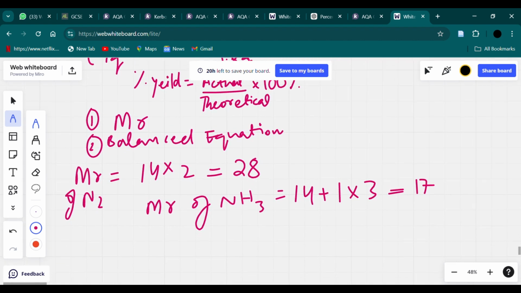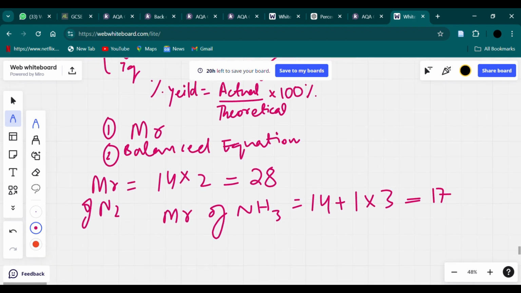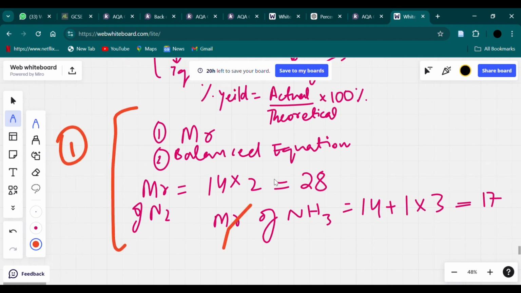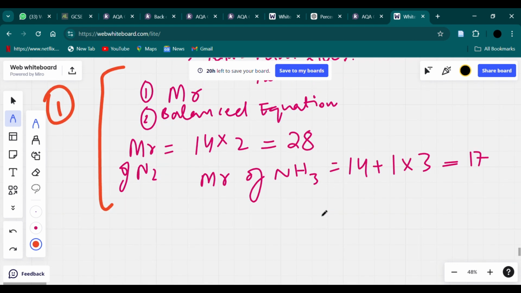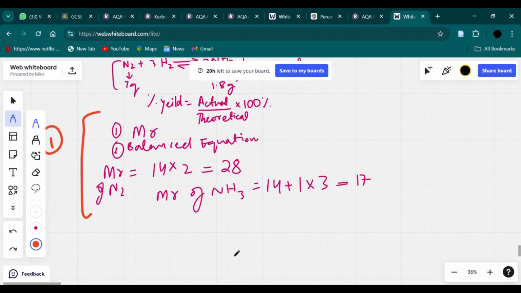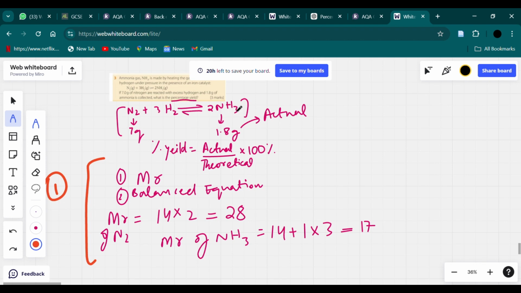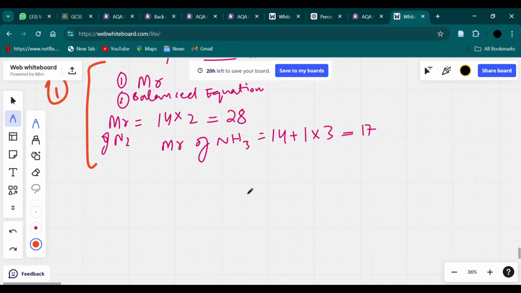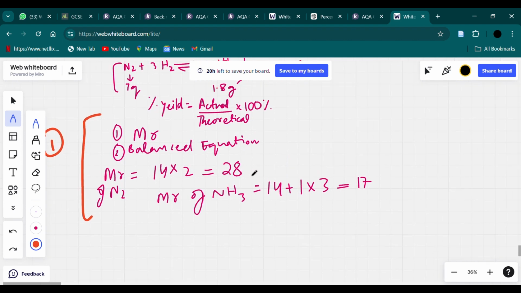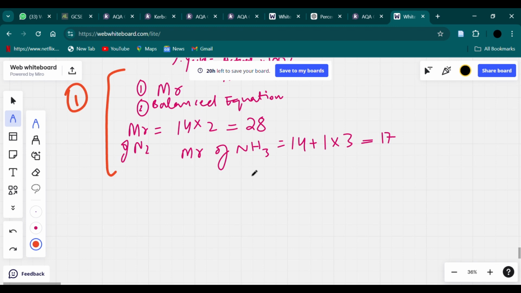Okay, so this is our first step, in which we have to find out the molar masses and the balanced chemical equation. Now we have the formula masses and the mass in gram, so we can easily convert the mass of the nitrogen and ammonia into moles. So our second step is to find out the number of moles of nitrogen and ammonia and to find out the ratios here. Now we'll move toward the second step.